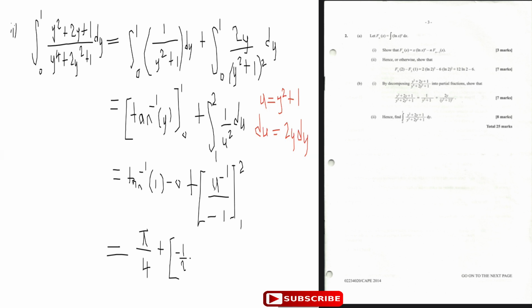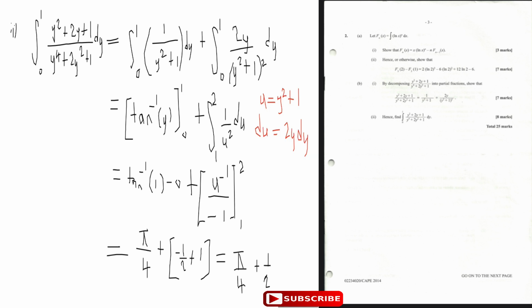Minus, when we put in 1 here, it's going to be 1 raised to the minus 1, divided by minus 1, which is just minus 1, so it becomes minus a half plus 1. Minus a half plus 1 is just a half. So the final answer is just pi by 4 plus a half. Nice and easy, that's the answer.